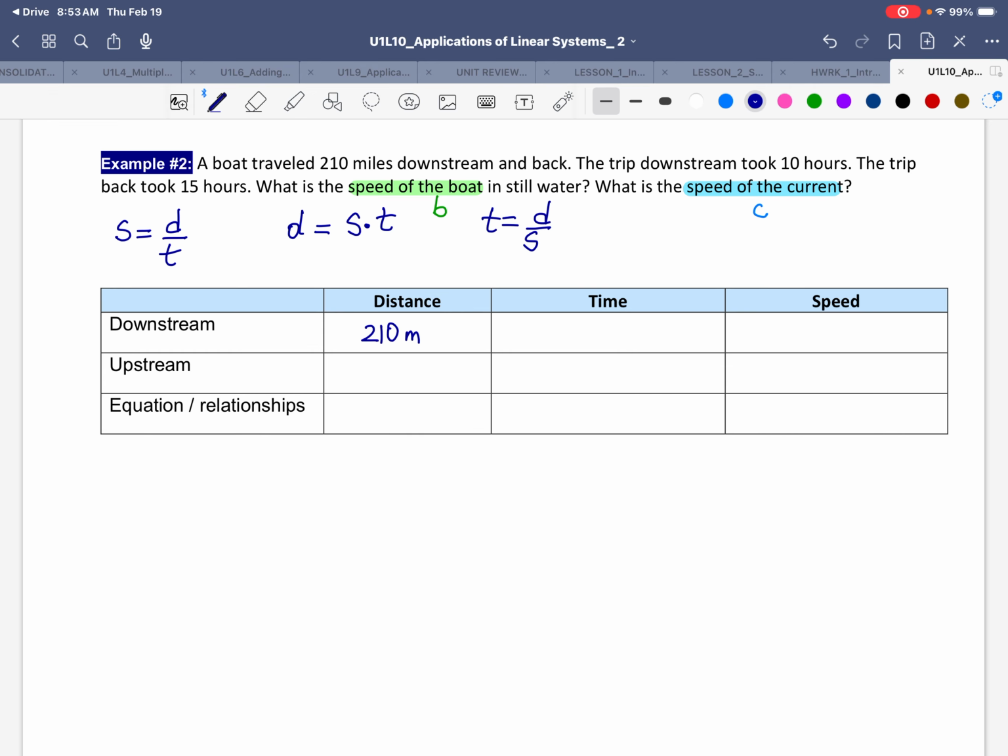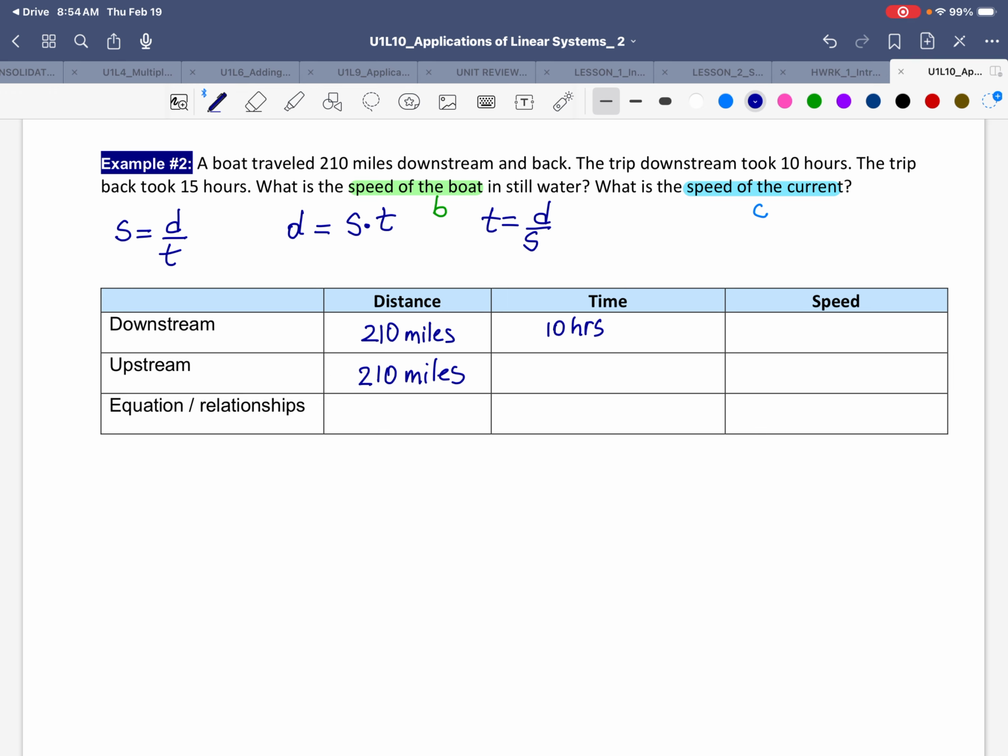And it went also backwards, so it went downstream, upstream, and the distance is the same when you go upstream, so 210 miles. So there is no relationship between the two besides the fact that they are equal. Now we're going to talk about the time. Now the trip downstream took 10 hours, so that's 10 hours.